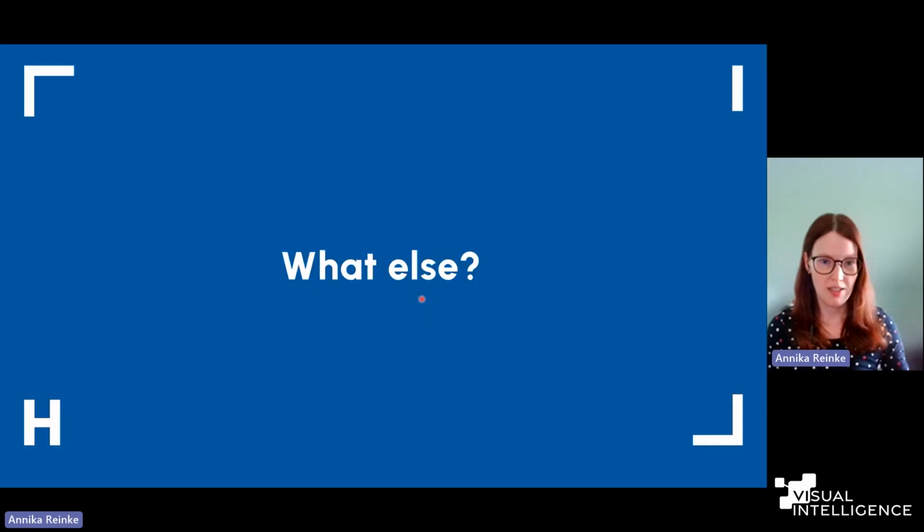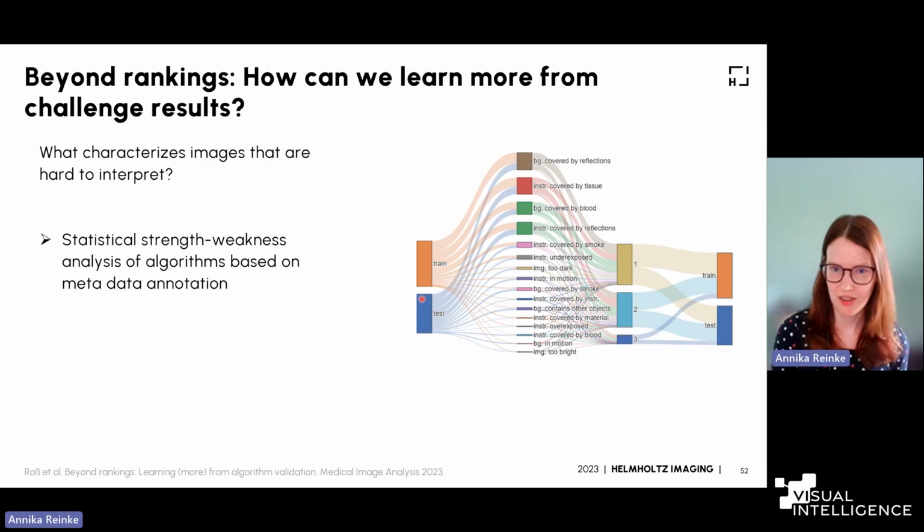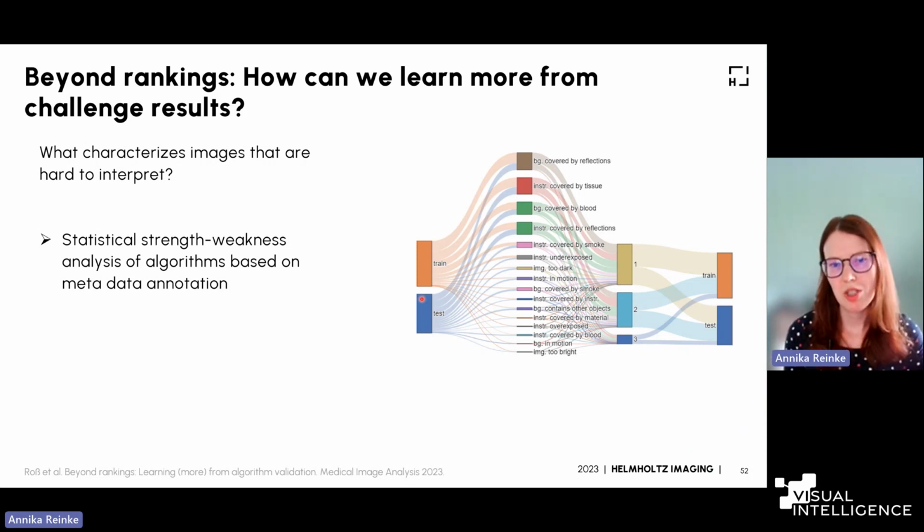So what else? There are some more things that I could tell you, but in the interest of time, I would just quickly mention them. We wanted to go beyond rankings. Basically, the question that we had: how can we learn more from challenge results? And especially we were interested in what characterizes images that are hard to interpret, so what are the images that the algorithms fail on?